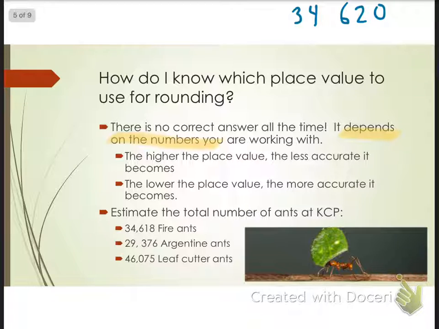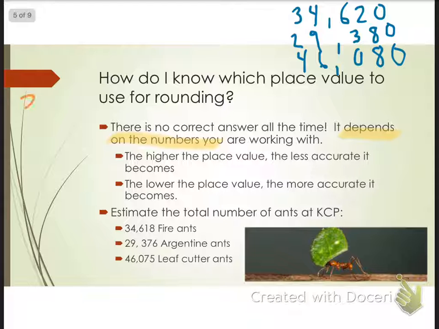34,620 would be my first total. 29,380 would be my second total. And 46,080 would be my third total. But does this really make my math any easier? Not really. So even though it's more accurate, it's closer to the actual number, it doesn't actually help me do mental math. So in this case, I'd probably just want to round to the nearest 1,000.